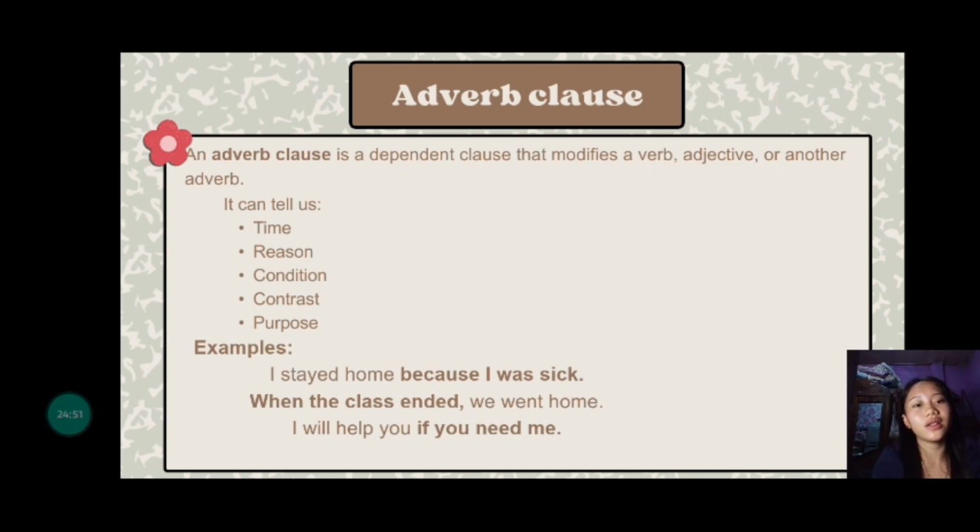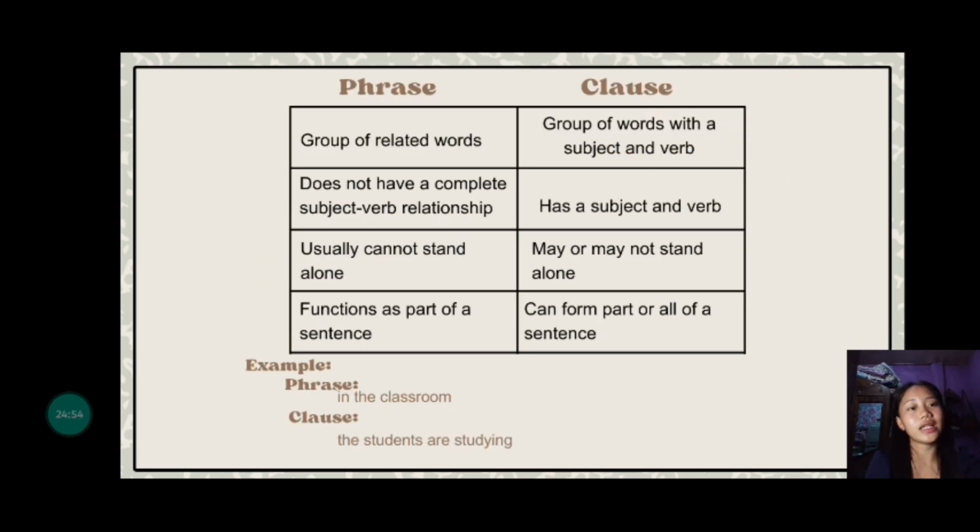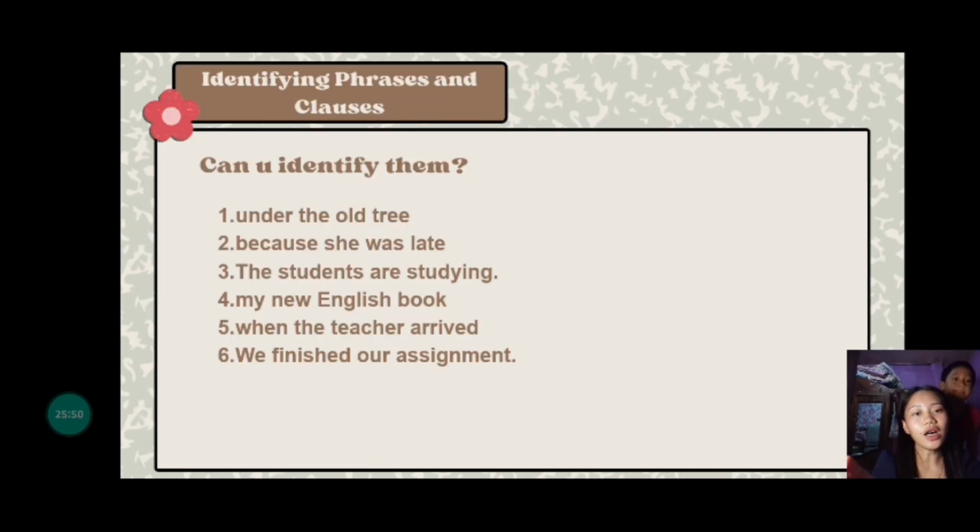So, let's move on to comparing phrases and clauses. This is probably the most important comparison in our lesson. Both are groups of words, but their structures are different. One example is that in the classroom is a phrase because it does not contain a subject and verb relationship. But the words that students are studying are a clause because they have both a subject and a verb. So when you're unsure, look for the subject and a verb. That can help you determine whether you are looking at a clause.